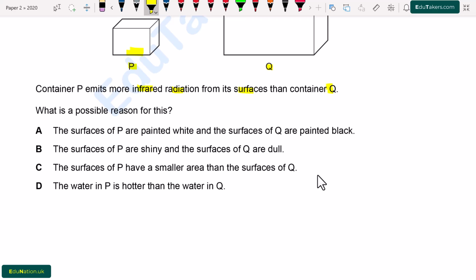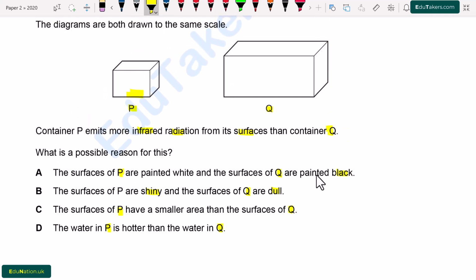Option A, the surfaces of P are painted white and the surfaces of Q are painted black. B, the surfaces of P are shiny and the surfaces of Q are dull. C, the surfaces of P have a smaller area than the surfaces of Q. D, the water in P is hotter than the water in Q.